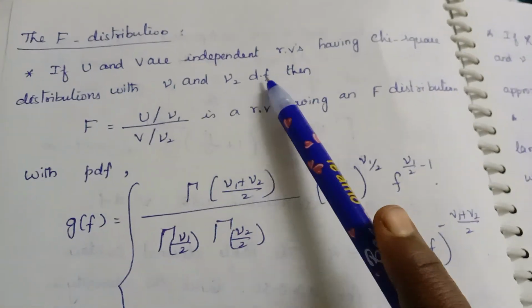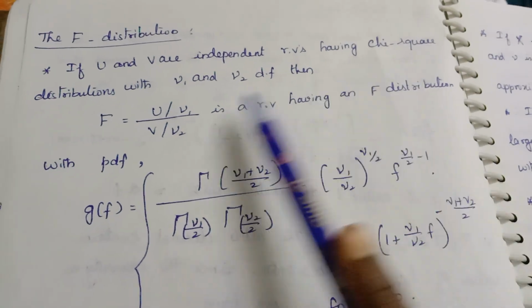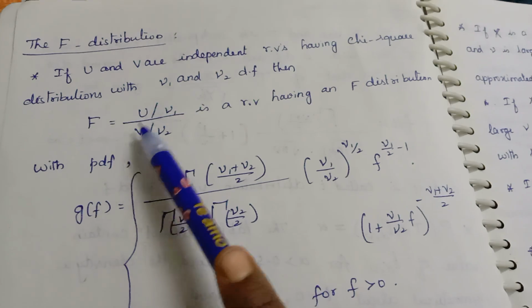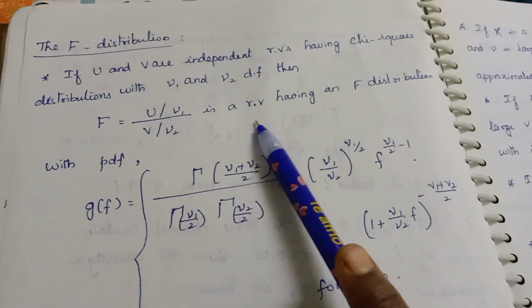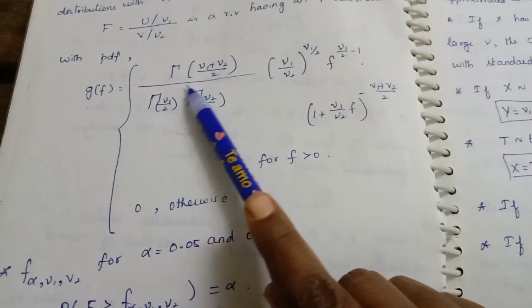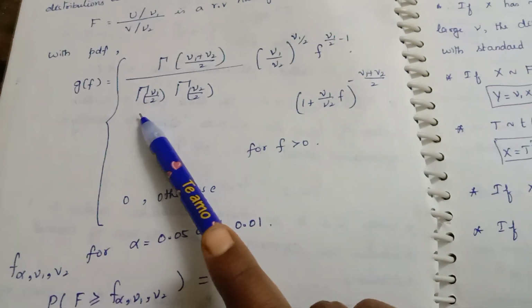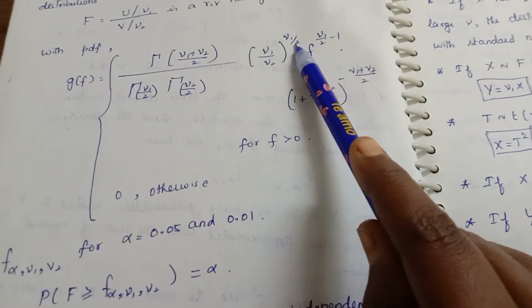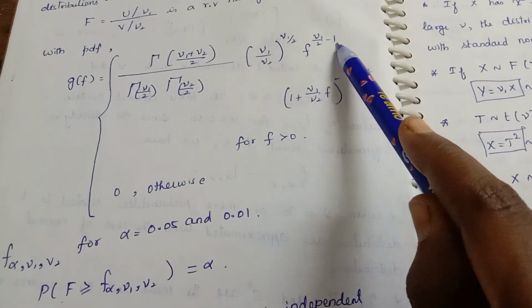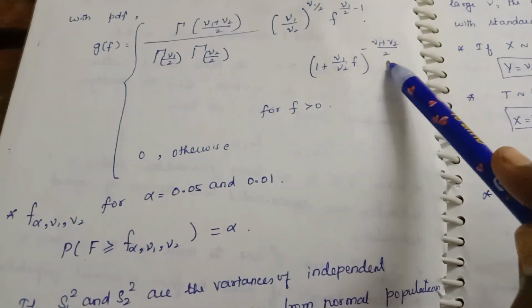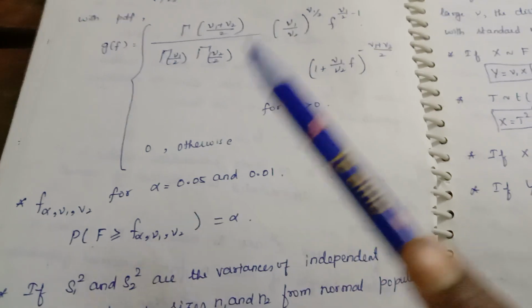Next one is the F distribution. If u and v are independent random variables having chi-square distribution with nu1 and nu2 degrees of freedom, then f equal to u by nu1 by v by nu2 is a random variable having F distribution, and its PDF is given by gamma of nu1 plus nu2 by 2 by gamma of nu1 by 2 gamma of nu2 by 2, into nu1 by nu2 power nu1 by 2, f power nu1 by 2 minus 1, 1 plus nu1 by nu2 f power minus nu1 plus nu2 by 2 for f greater than 0, otherwise 0.